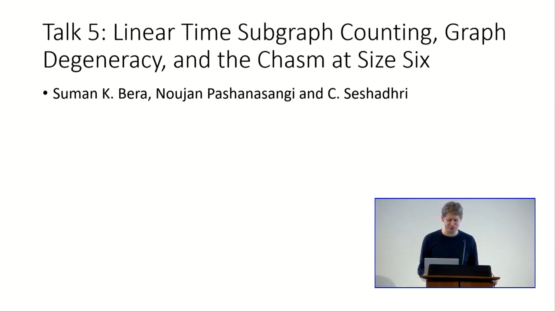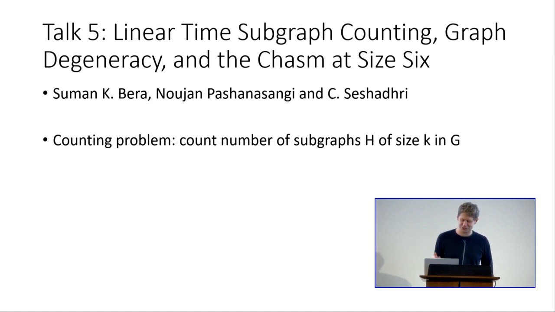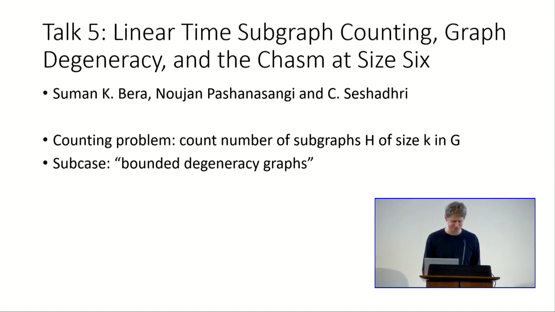The fifth talk will be on linear time subgraph counting, graph degeneracy, and the chasm at size 6 by Bera, Pashanasangi, and Seshadri. And they'll be talking about a particular counting problem, which is: if you're given a graph G and the number k, count all of the subgraphs of G which are of size less than k. So for a fixed k, there's only some finite number of them.